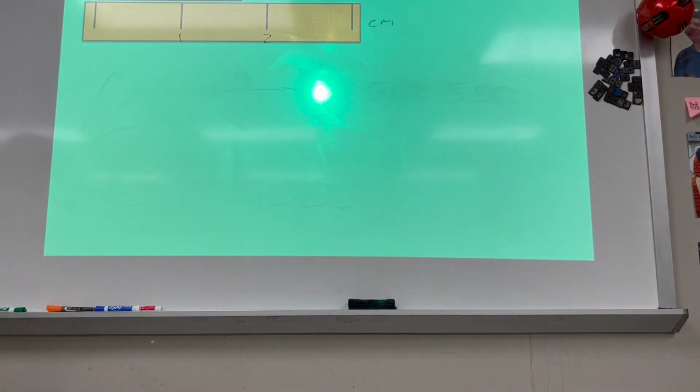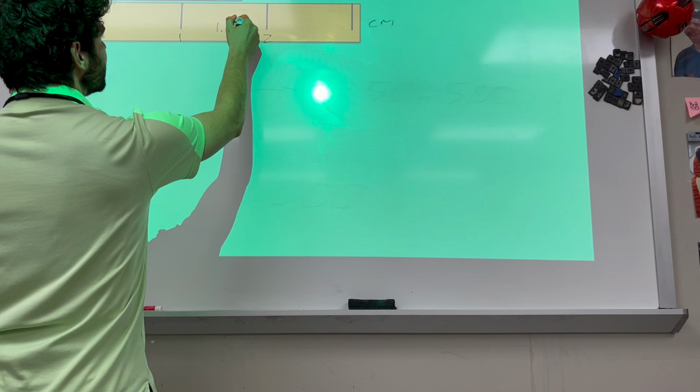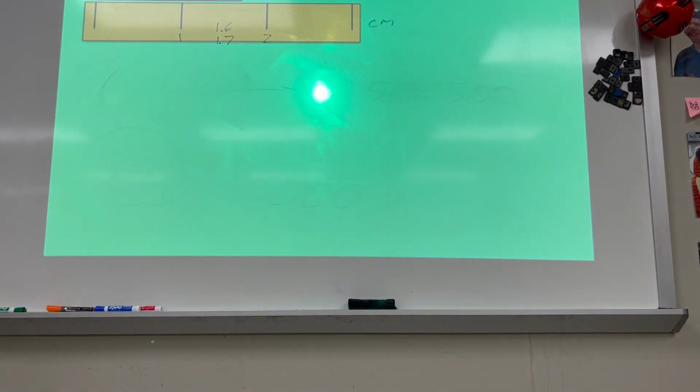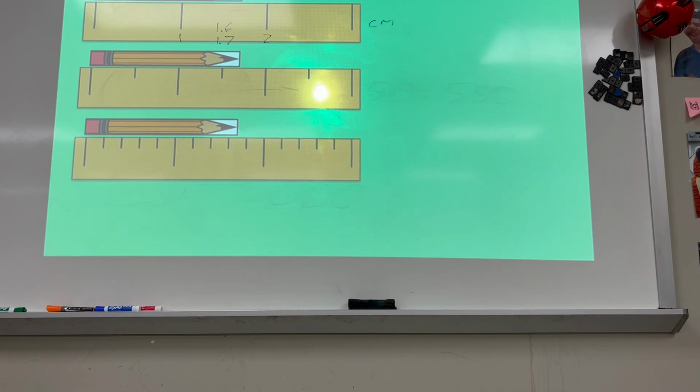Could we estimate one decimal place maybe? What do we think? 1.6? 1.7? I heard two different, right? So now we're debating. We're lacking precision here. If I had a more precise instrument, maybe I could get a better measurement. Do we still think 1.6 or 1.7? Maybe. What if we got even more precise?